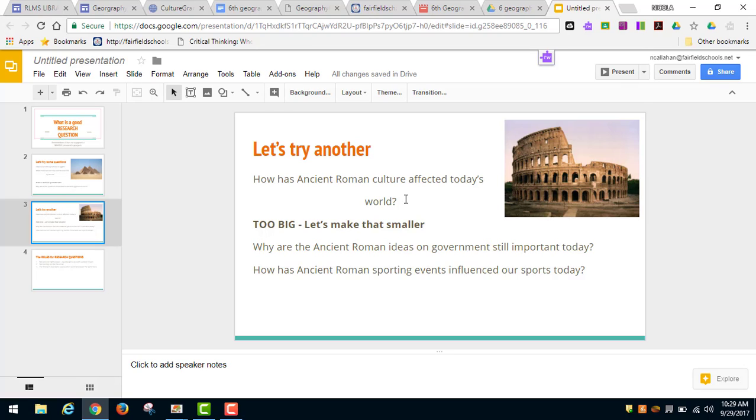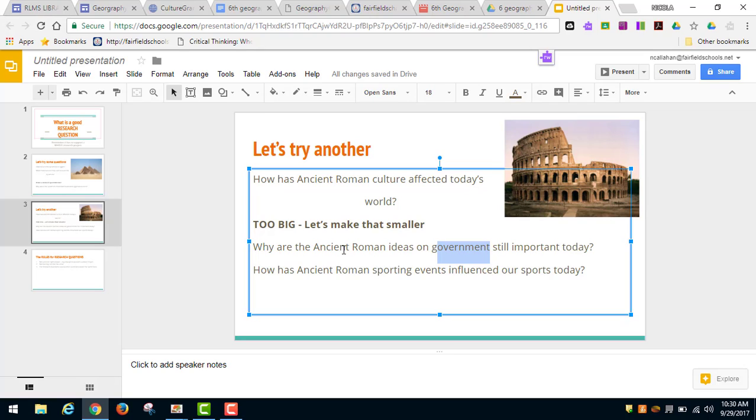Like, why are the ancient Roman ideas on government still important today? So you can take a look at ancient Roman government, the different ideas they had about it, how it worked in ancient Rome, and see if it has any connections to today. The same thing with this one. How have ancient Roman sporting events influenced sports today? Same thing. You could take a look at all the different sporting events, how they played them, what they played, and the rules and where they played them, and then see if that has any connection with today. So you want a question that is not too big but also not too small.